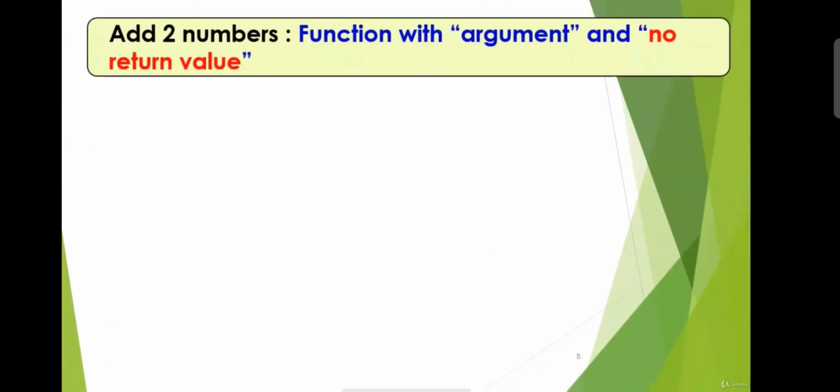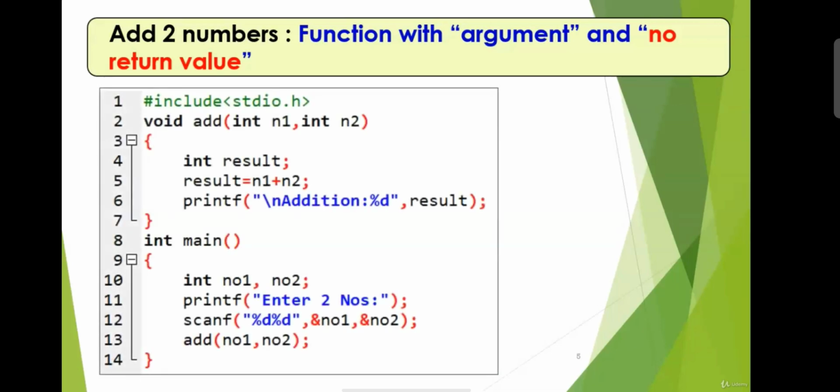Let's go ahead and implement the same program with a user-defined function which has some arguments but no return value. And the code is like this. You can note that inside main function I am accepting two values from the user, number 1 and number 2. These two values I am passing as an argument to the function. So there is a function call on line number 13, and in the function call number 1 and number 2 values are passed as an argument. Function is defined from line number 2 to 7.